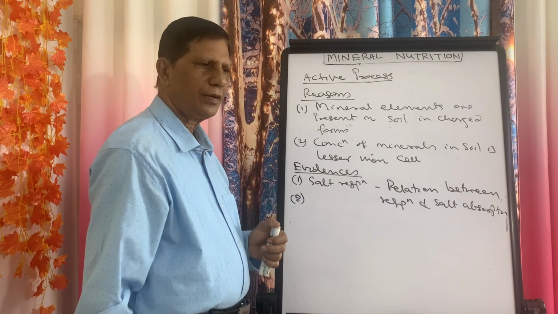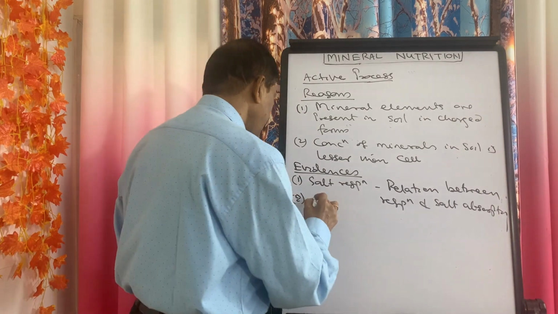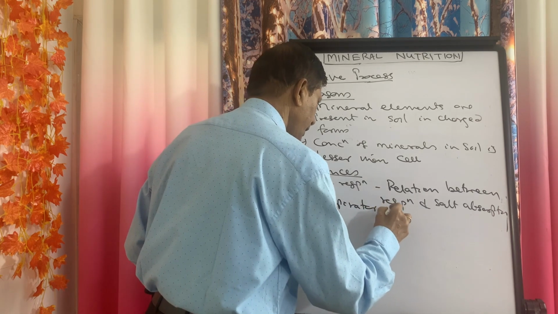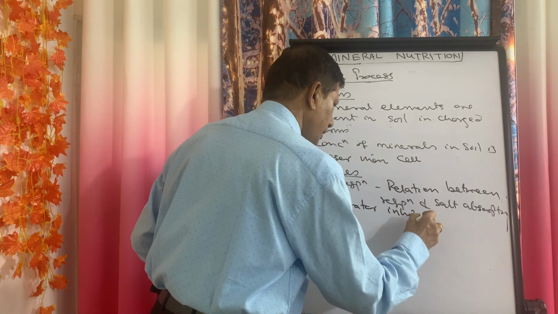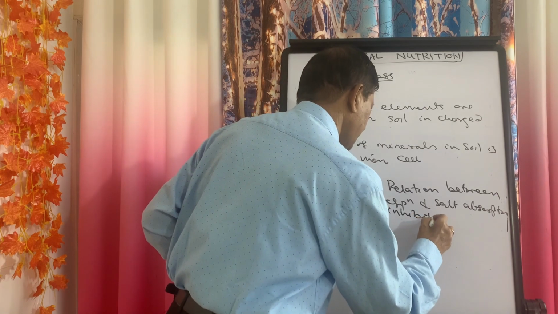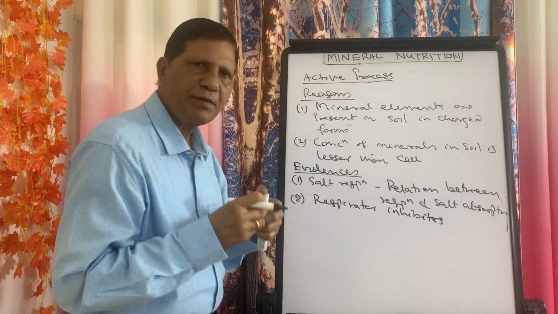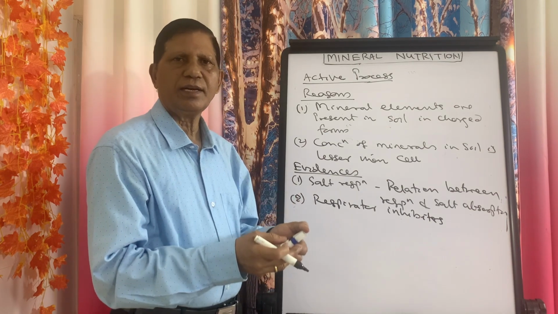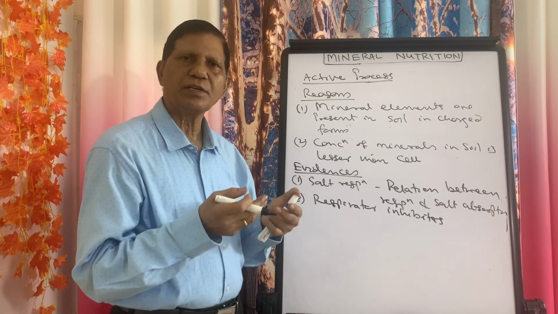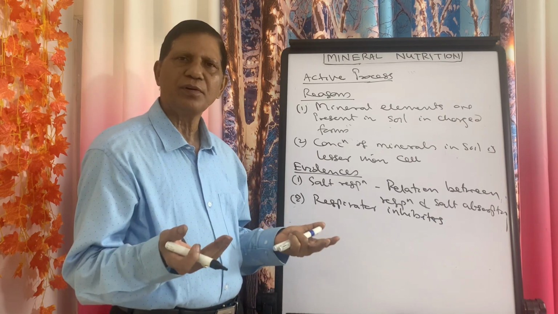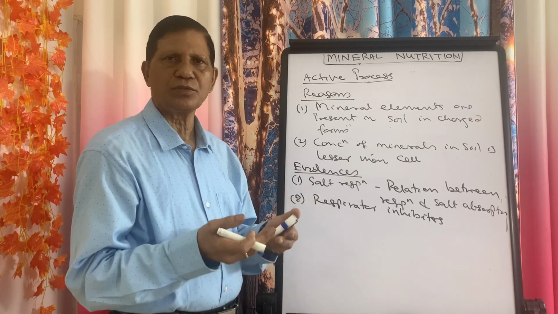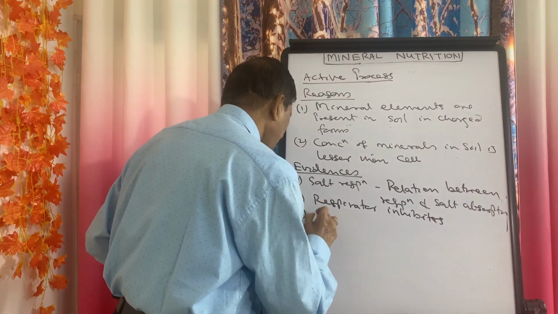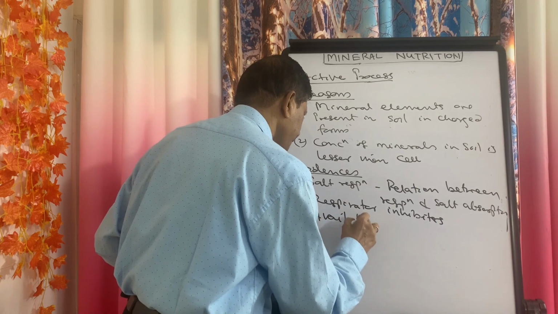Number two, respiratory inhibitors. It has been observed that if some respiratory inhibitors are applied to the roots, then the absorption of minerals also decreases. So it's a clear-cut proof that there is a relation between the two, salt absorption and respiration. Then number three, availability of oxygen.